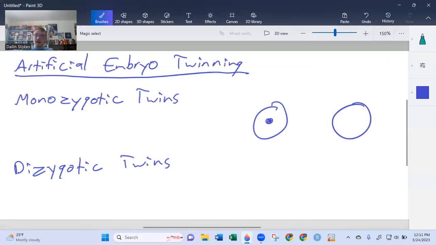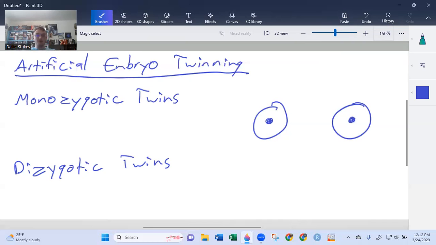But since each zygote went through its own randomization processes and each one got fertilized by a different sperm, both of these zygotes will implant in the wall and grow into a baby. But since they both developed each with its own randomization process, each one's going to be genetically different. So dizygotic twins are different because they came from two different zygotes. It's essentially two different pregnancies happening at the same time.